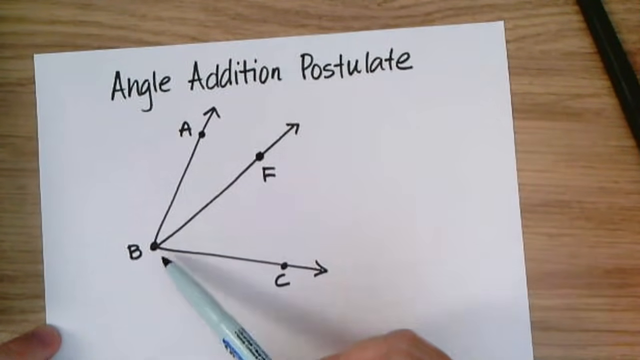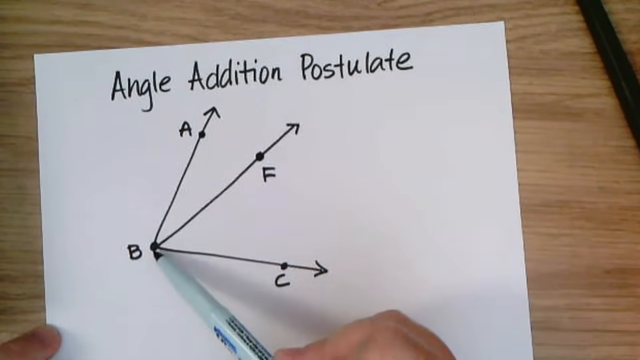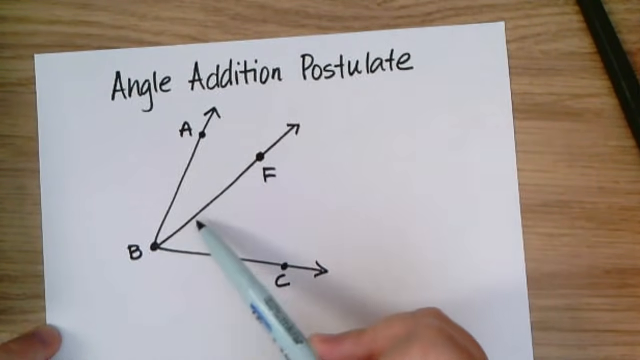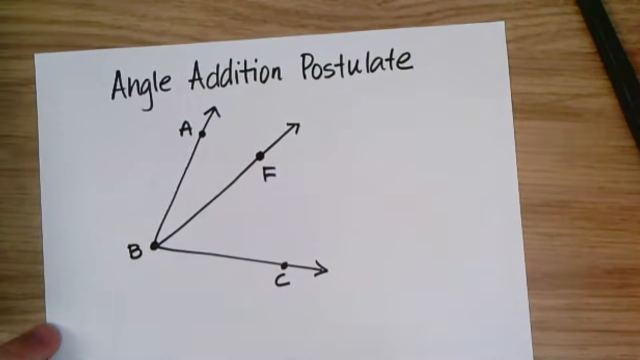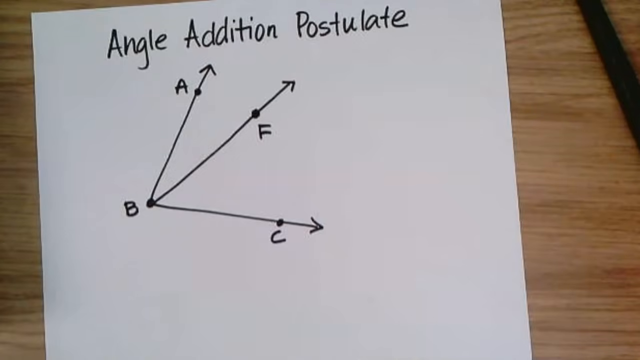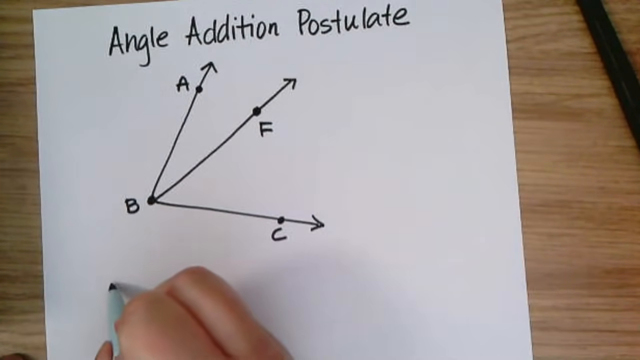Now, we are not implying that that ray goes right through the middle. I'm not saying that's the angle bisector. It just goes through somewhere. It may not be right in the middle of this angle, and therefore we're not going to make any assumptions that it is.